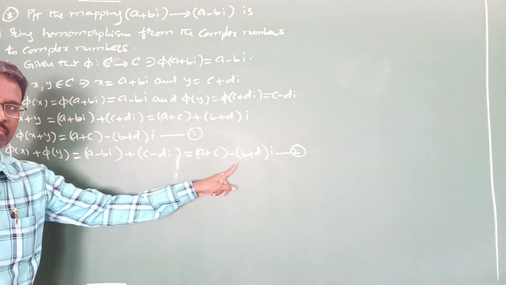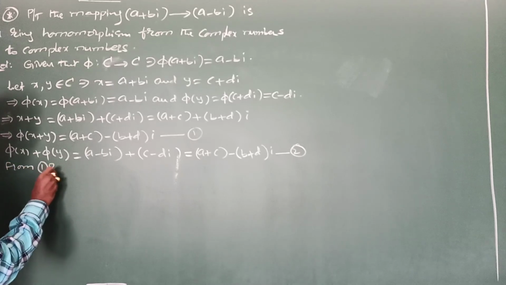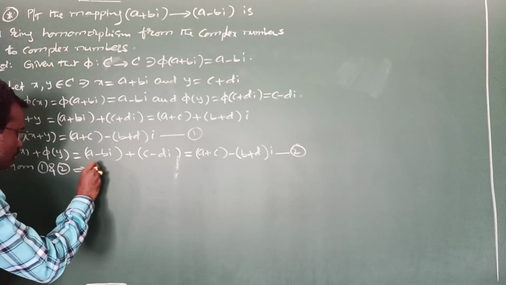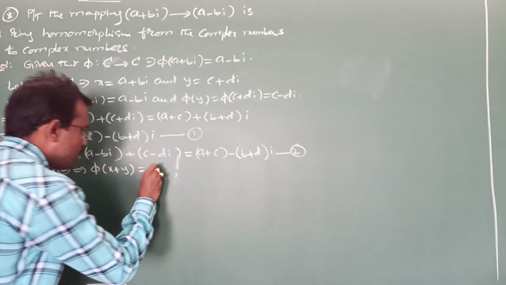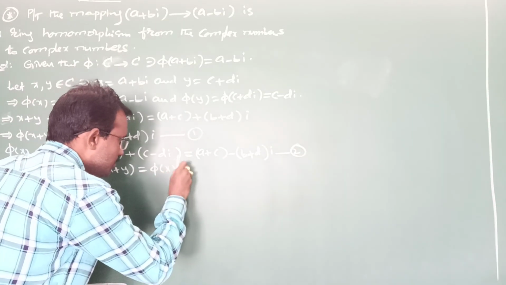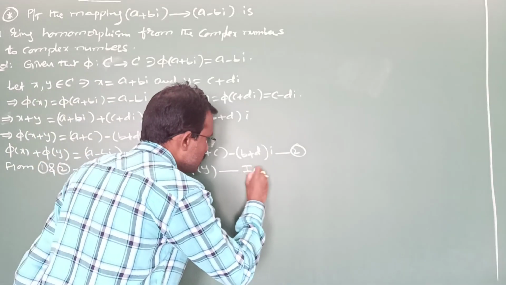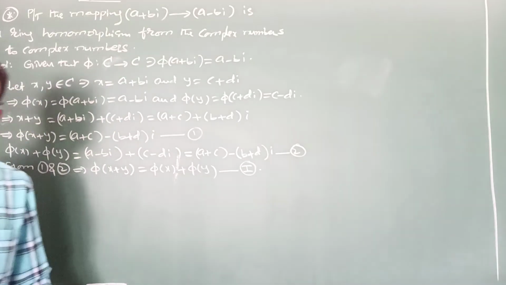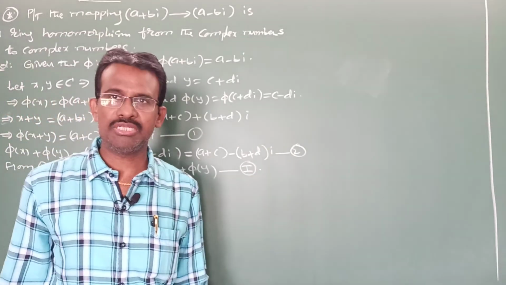Both are the same. From 1 and 2 implies we have phi of x plus y is equal to phi of x plus phi of y. Let this be big expression number 1. Keep this result aside. Now let us do the multiplication also, that homomorphism condition, right?